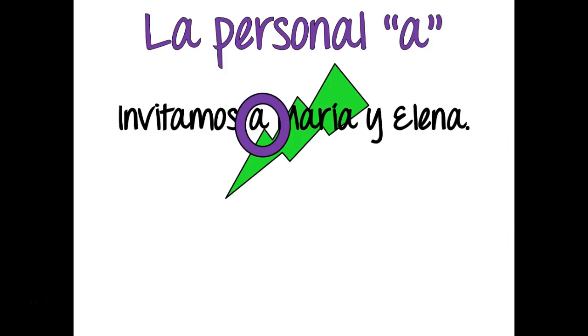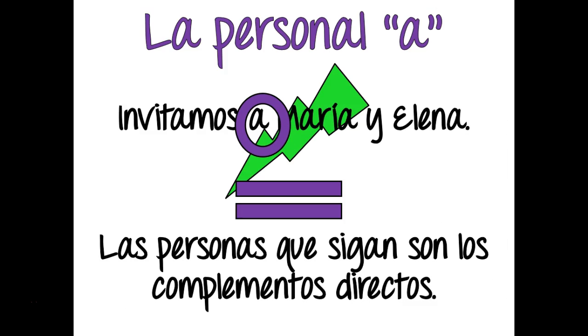So like I said, that personal a just means that the direct object are people. The people that follow the a are the direct object. That's basically what it means. You should include that in your writing as well. It's a little bit more advanced and people tend to forget it, but if it goes verb, person, you need a personal a there.